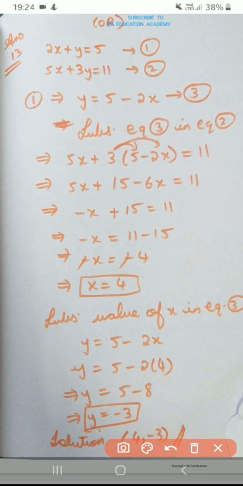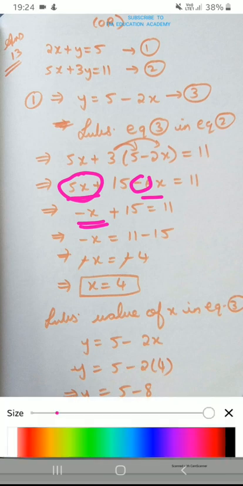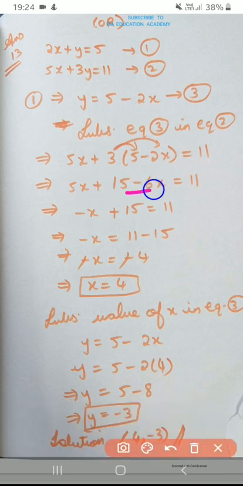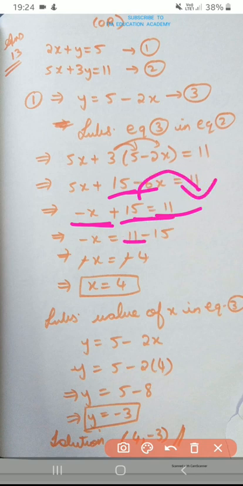Here I have minus 6x, and here I have plus 5x. This is minus, this is plus, subtract both. 6 minus 5 is 1 and that is nothing but x only, and bigger number sign here is minus, so minus x plus 15 is equals to 11. Now you should write variables on one side, numbers on other side. So send this plus 15 that side, becomes minus 15.